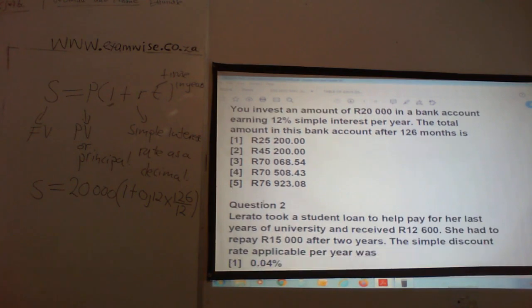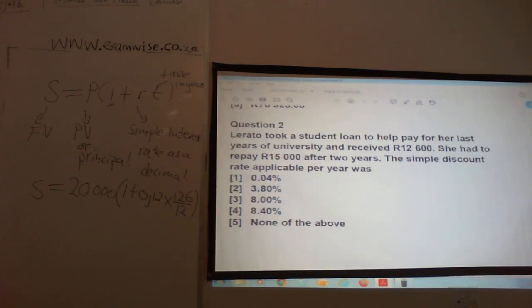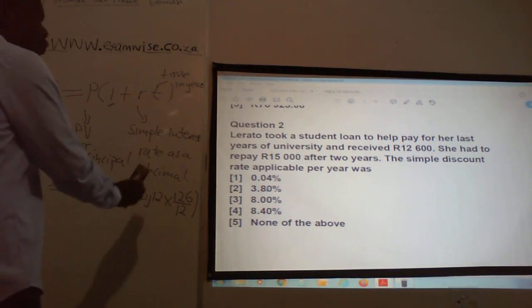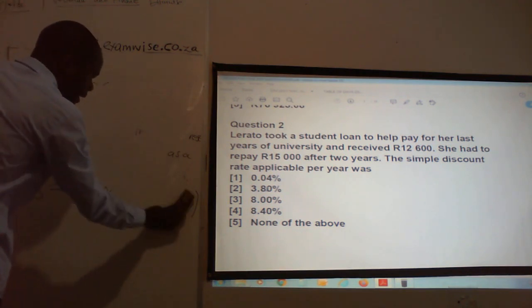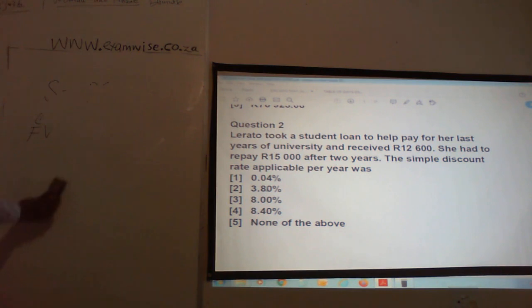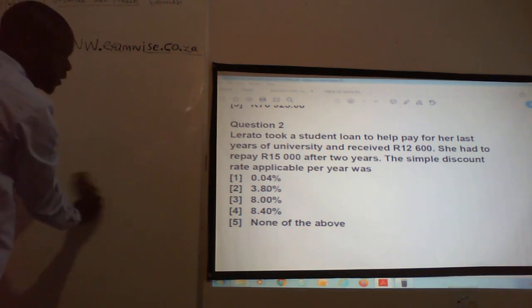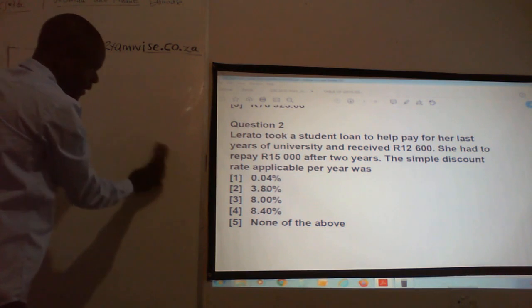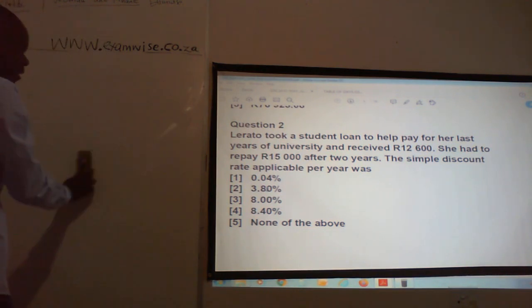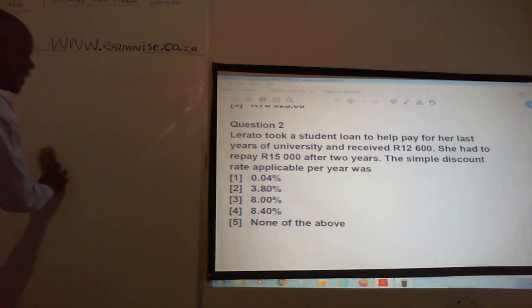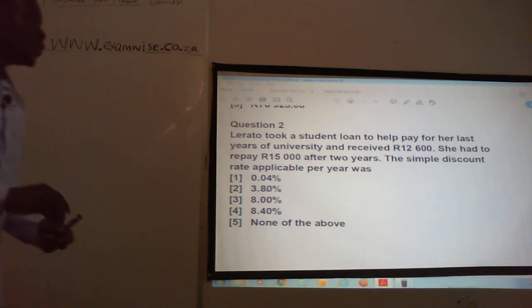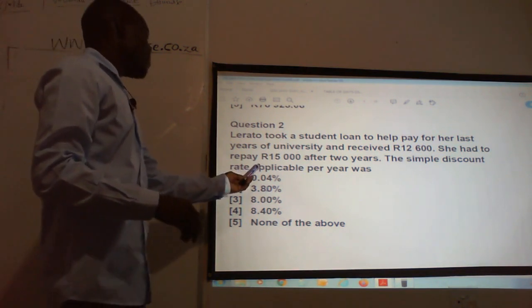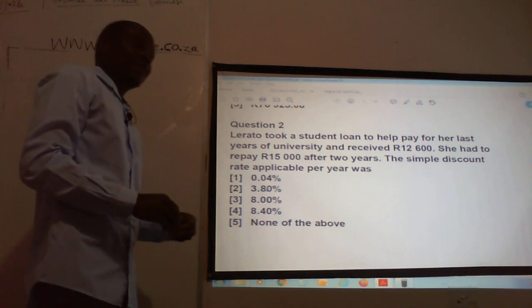So let's go to question number 2. Question number 2 says, Lerato took a student loan to help pay for her last years of university and received 12,600. She had to repay 15,000 after 2 years. The simple discount rate applicable per year was.